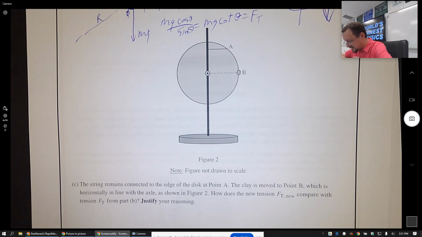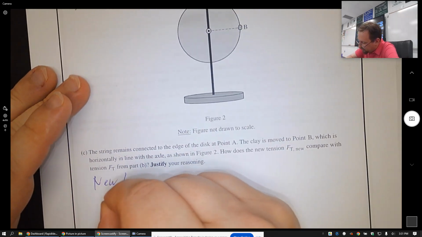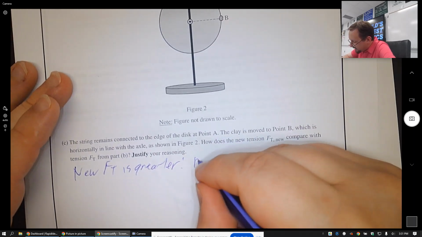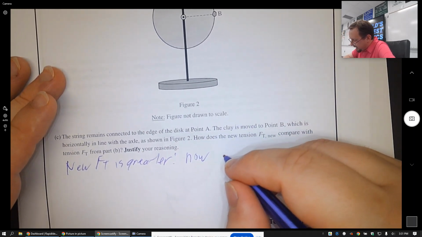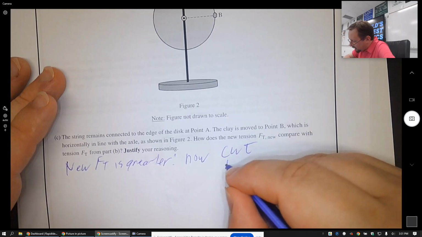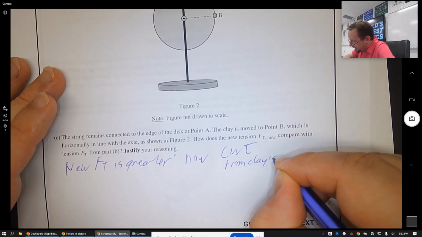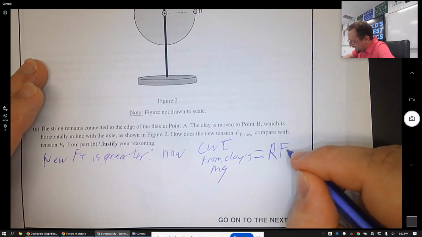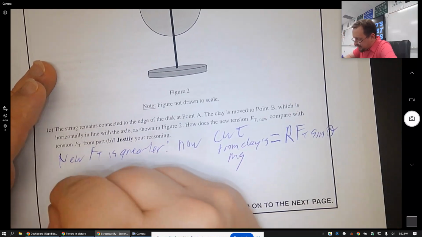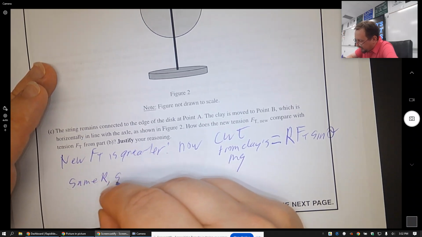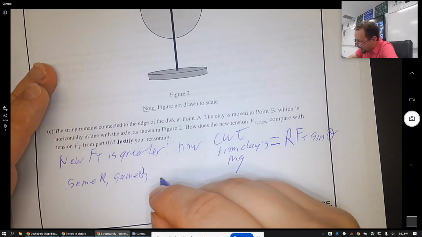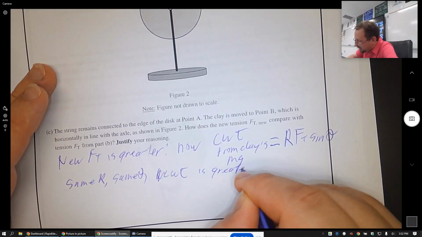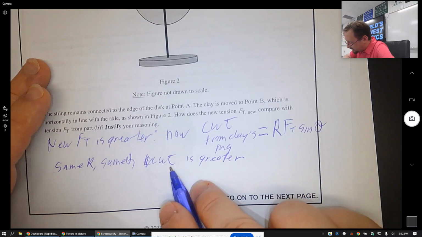How does the new tension compare? It's got to be greater. So the new force tension is greater. Here's why. Now the clockwise torque from the clay's mg equals the R tension sine theta. It's the same R, it's the same theta, but the clockwise torque is greater.